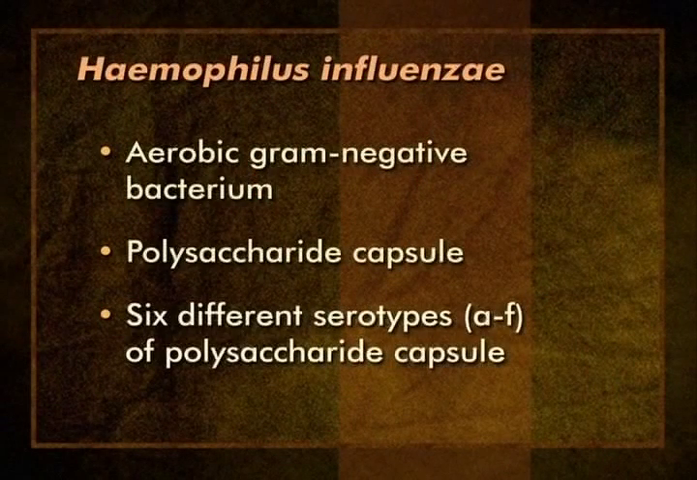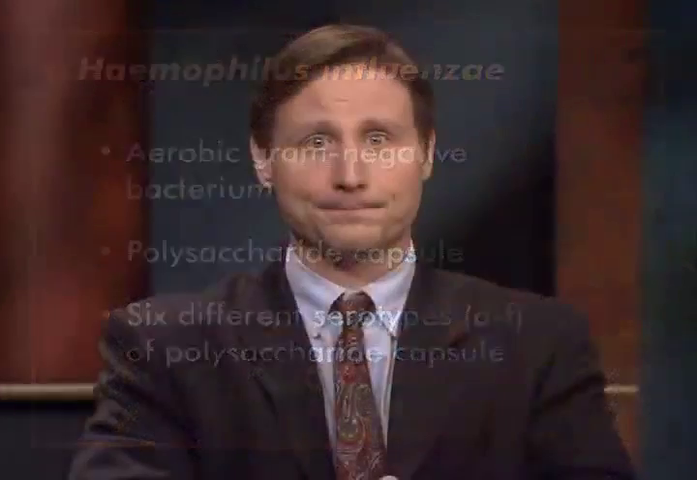Haemophilus influenzae is an aerobic gram-negative bacterium. The polysaccharide capsule is responsible for the organism's virulence and for immunity to it. There are 6 different serotypes of polysaccharide capsule, designated as A through F. There are also non-typeable strains that colonize the respiratory tract and are a major cause of otitis media and bronchitis. But 95% of invasive disease is caused by type B, which we will refer to as Hib. We will focus solely on it.